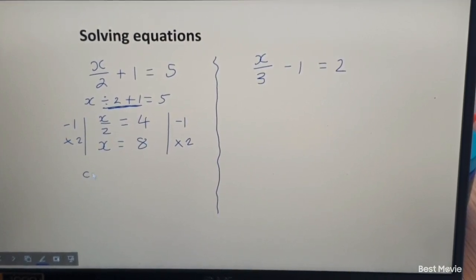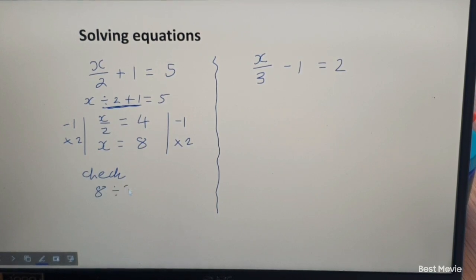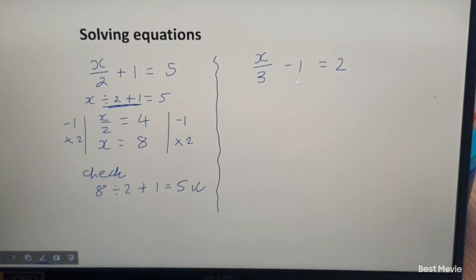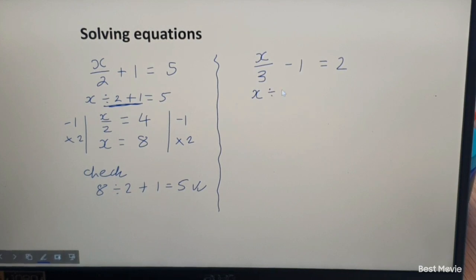And again, check your answer, that it makes sense. So 8 divided by 2, add 1. 8 divided by 2 is 4, add 1 is equal to 5. So that works. Second example, x divided by 3, take away 1 is equal to 2. So write down what the question means.